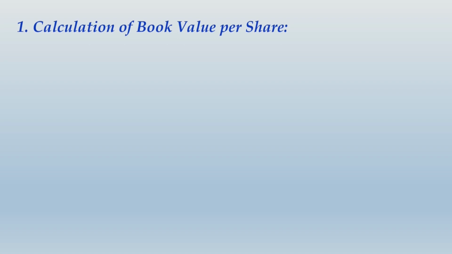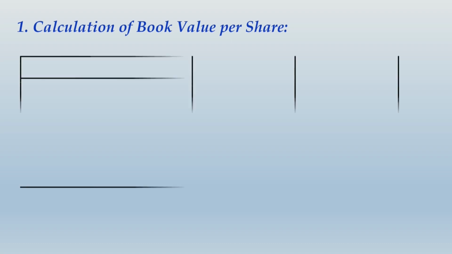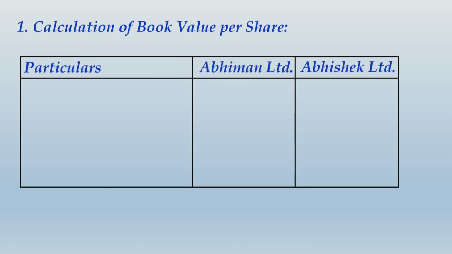In the solution, you would first work out three important calculations starting from book value per share. Understand one thing very well, the question has asked you to determine the swap ratio on the basis of book value per share, but book value per share was not directly informed to you. And friends, how do you determine book value per share?